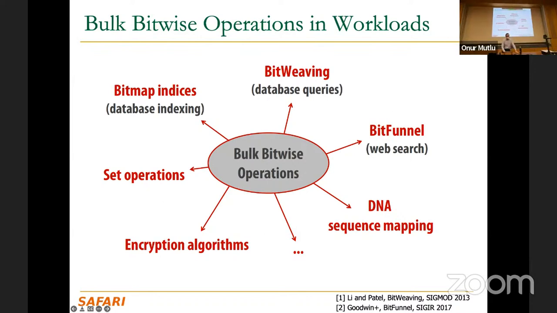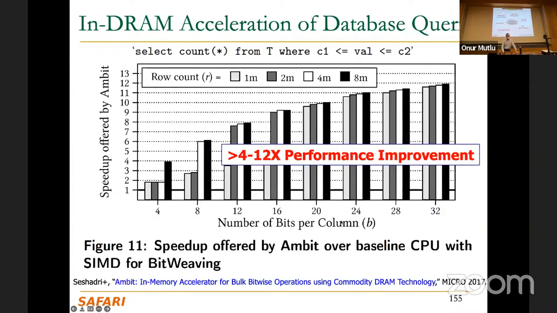And there are other algorithms that are quite bitwise, let's say, and the paper looks at several of these. I think perhaps the most end-to-end result is based on this BitWeaving database. I don't want to go into a lot of detail, but the paper has quite promising results. You see 4 to 12x performance improvement on execution time for different queries in a database. And it's nice, I think.